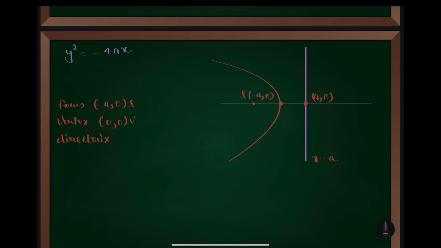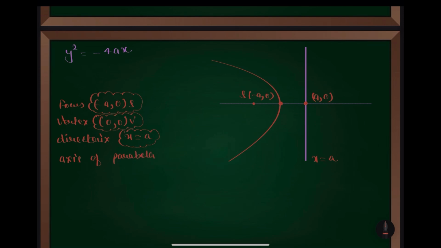Directrix will become x equals to a. And please have command over these results, because with these basics only you will be solving so many complicated questions. Okay, so you should have this command over these things. Any parabola comes, I know where is the focus, I know where is the directrix, I know what is the length of latus rectum, I know where we will have the axis of parabola.